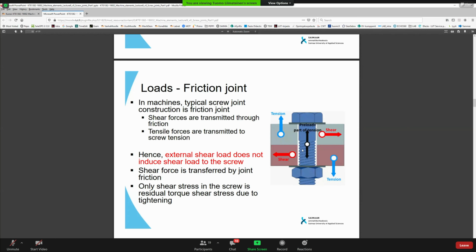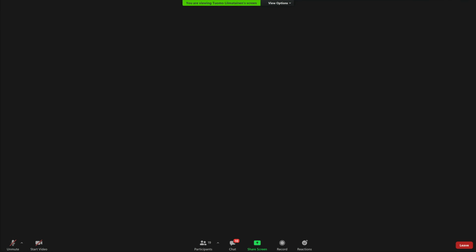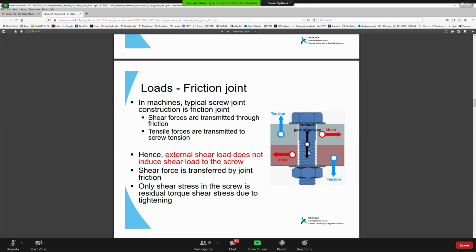And of course there is shear stress within the screw, but that shear is only the portion that comes from the torque shear that remains after the tightening, because it has been torque tightened. There is some residual shear because of the tightening in the bolt. But this external load doesn't induce any shear onto the bolt.